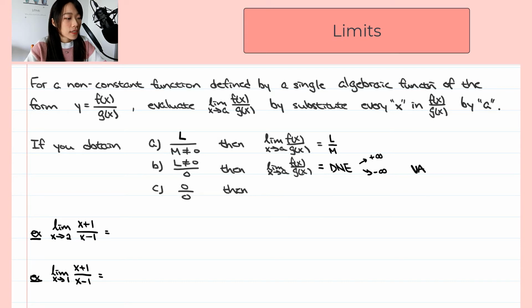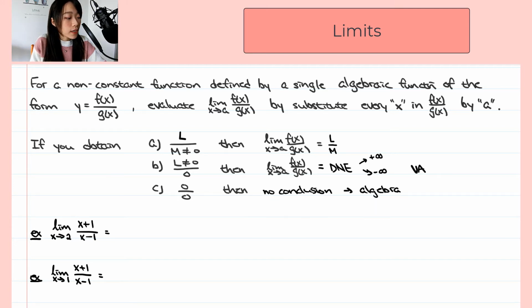In the third case, when we use the cheating rule on this type of function, we can get 0 over 0. In this case, we have no conclusion. It means the cheating rule does not help, and we need to go back to algebra.